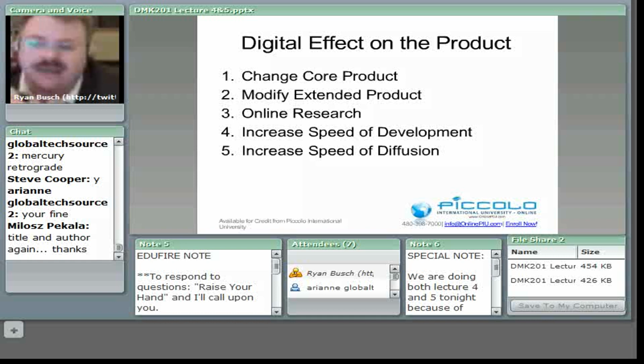Additionally, the stickiness of the product. The stickiness meaning how relevant is it? How easy is it to use? You know, how important do people find it to be? Those factors all factor in to whether or not it's going to stay through its diffusion course.